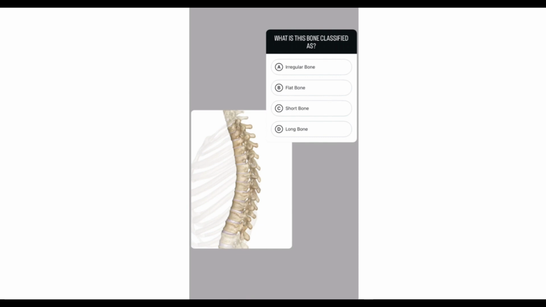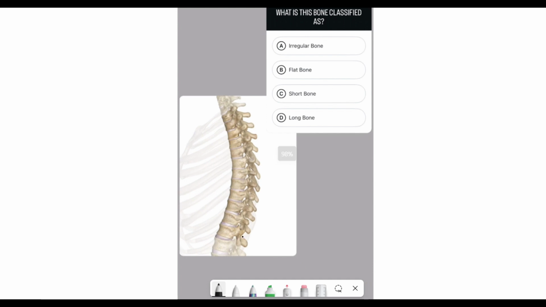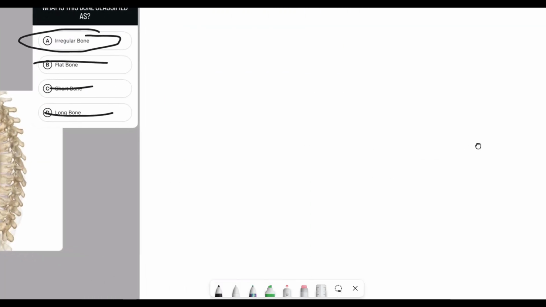Your good old vertebrae. This one here, what do you guys think it is? Give you a good zoomed in chance to look at it. Now remember, each of these is a different bone. Like, they all are connected, but you have singular vertebra. So it's not going to be long bone. Short bone, they're not cube-like in any way. Flat, definitely not flat. So it's going to be irregular here. Kind of a weird shape. So irregular makes sense.